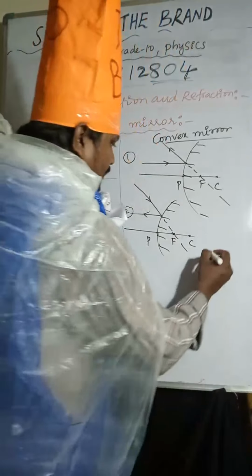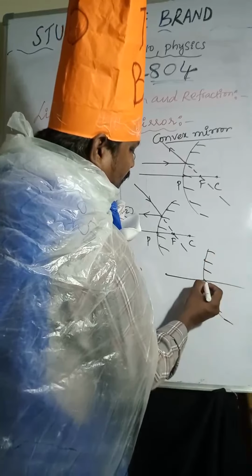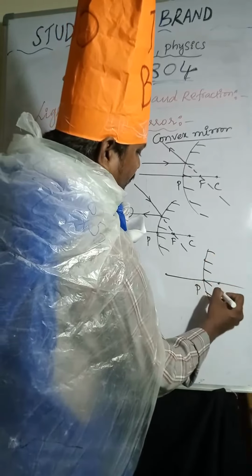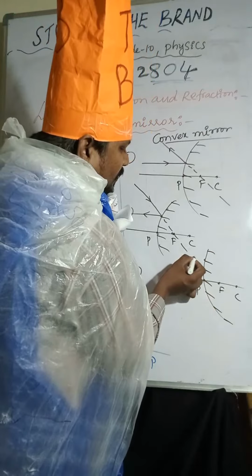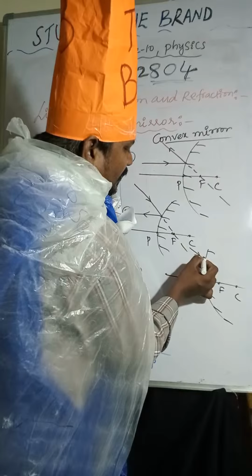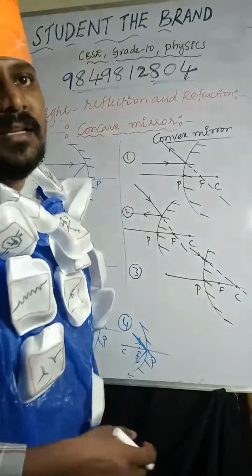So here you can see pole, focus, center of curvature. A light ray passing through the center of curvature retraces its original path, which means it moves in the same direction.